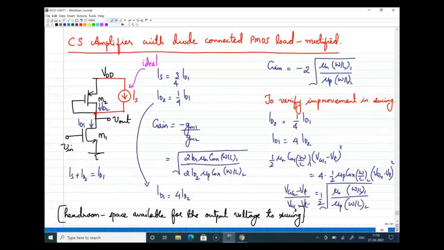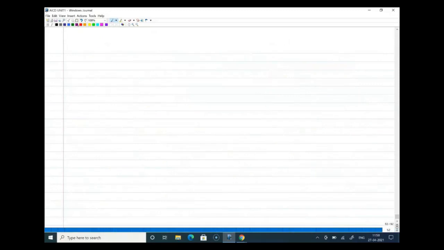So one thing to remember here is, you can definitely say theoretically that the CS amplifier with the diode connected PMOS load with a modification can have a larger voltage swing, but that all depends on how far we implement this current source here. I have an ideal current source, so how ideal we can design a current source in the circuit will be the key point for whether you have a proper improvement in the gain or not. All right.